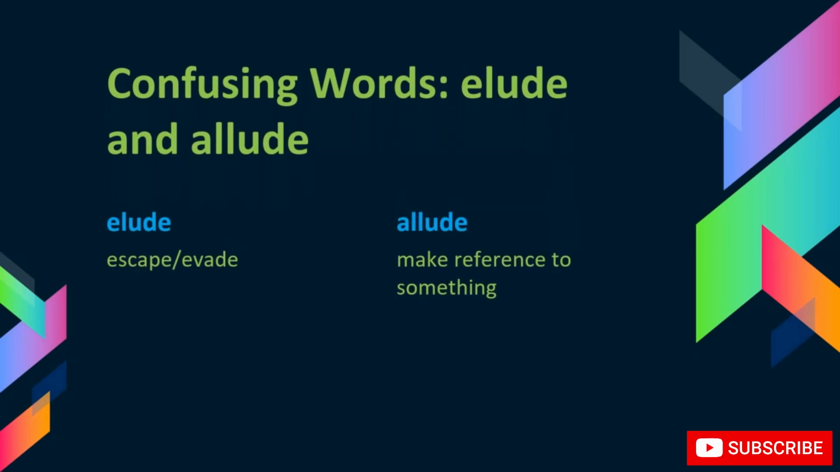Now let's look at the confusing words elude and allude. Elude means to escape or evade. Allude means to make reference to something. These are very useful words, especially at the collegiate level, and they're important to study because sometimes people will pronounce allude as elude. So you really need to pay attention to the context.